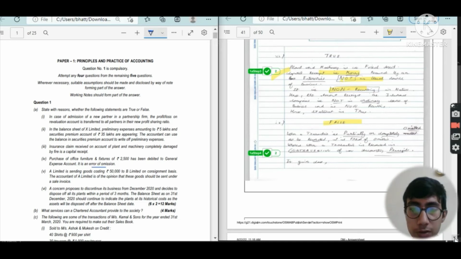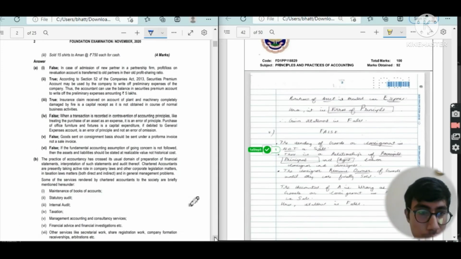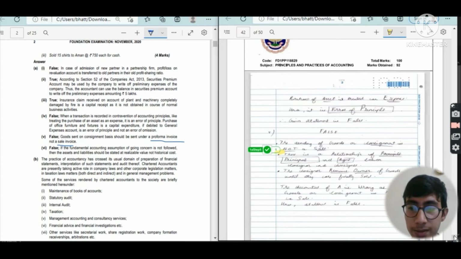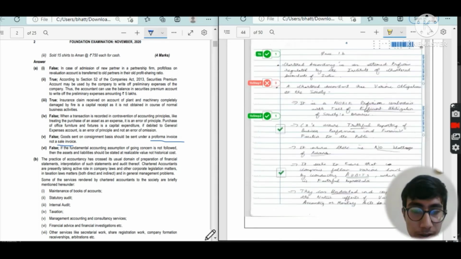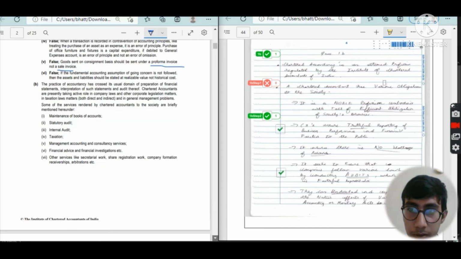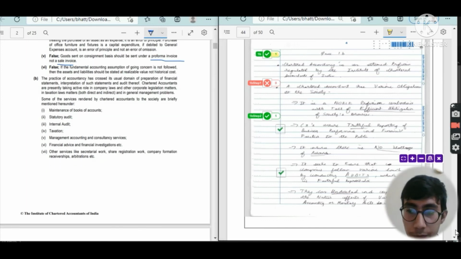In the fifth part, I got 1 out of 2. I'll show you why. In the fifth part, what they had written in the solution was: goods sent on a consignment basis should be sent under a proforma invoice, not a sales invoice. I have not mentioned the words proforma invoice, so I got 1 mark. Then the sixth one I got correct. It was regarding the fundamental accounting assumption, and I had not learned it. I wrote whatever I could make up at that point, so I got 1 mark out of 4 marks.